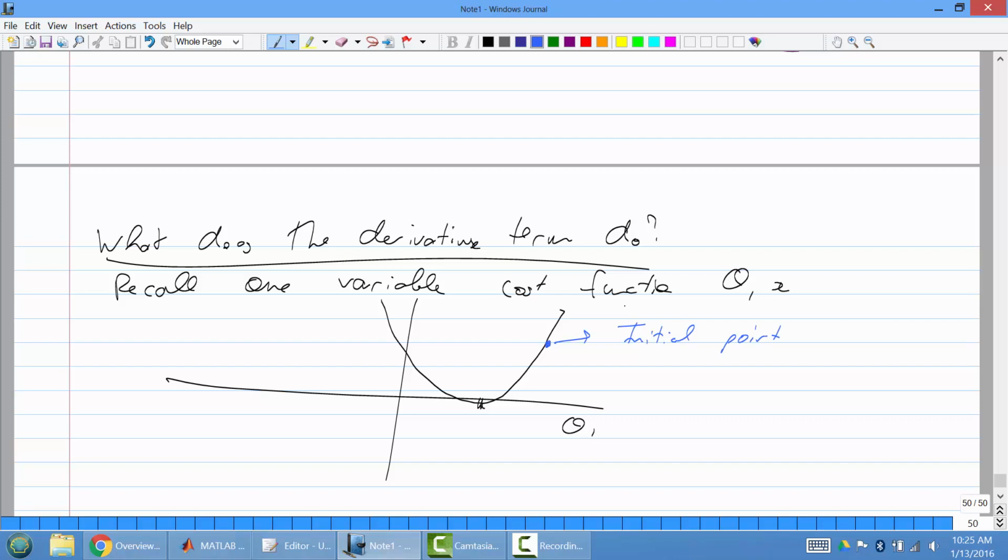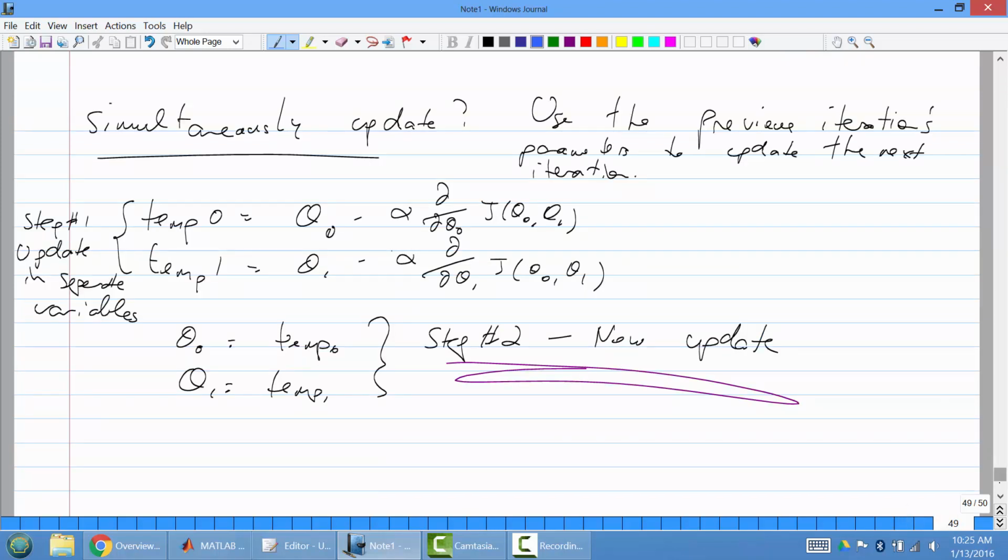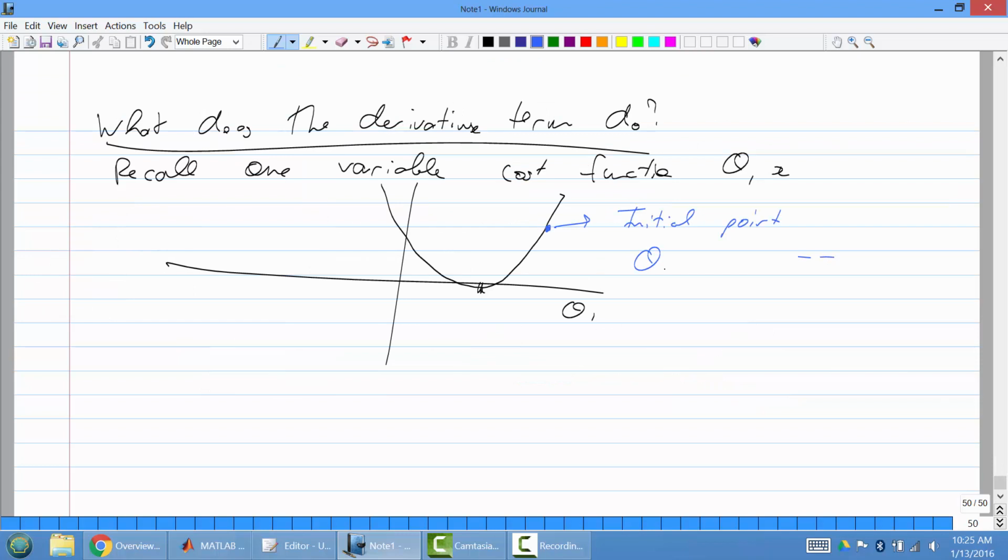If you remember what the derivative does, the derivative measures the instantaneous change, or the slope, at one point. So if I wanted to find the derivative here, let's say I wanted to compute my update. This is theta 1, and then this is theta 1 minus the derivative. In this case, we're only dealing with one update.